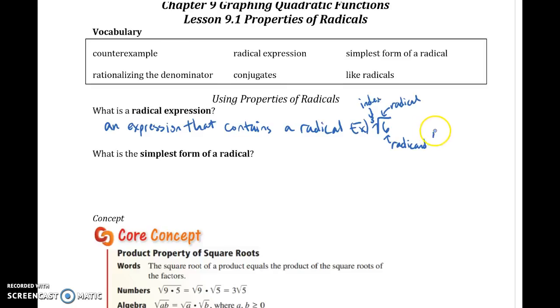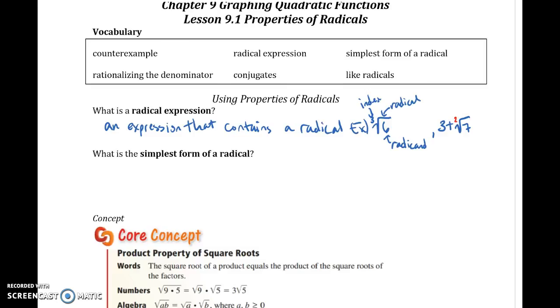Your radical expression could also be something like 3 plus the square root of 7, right? And just remember, the square root is the special one where the index is invisible. The index is this invisible 2. Okay? So every radical has an index.